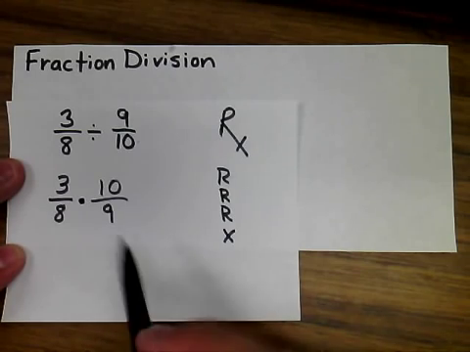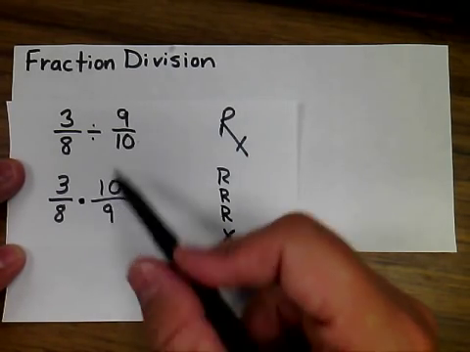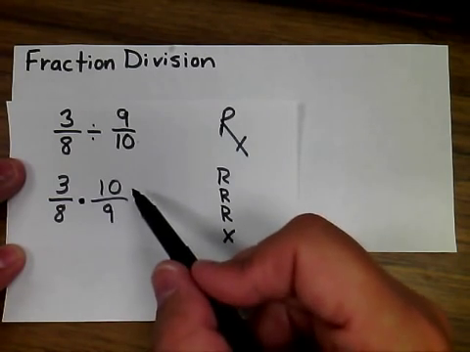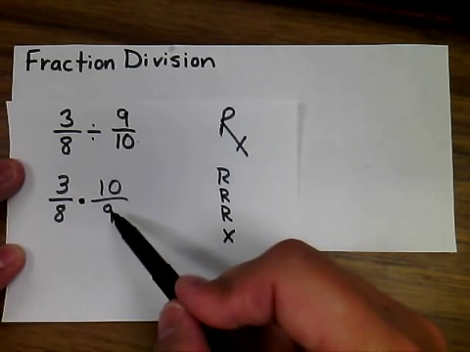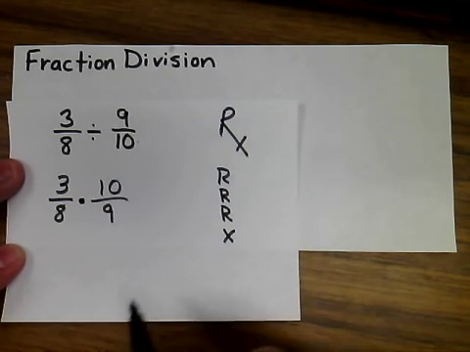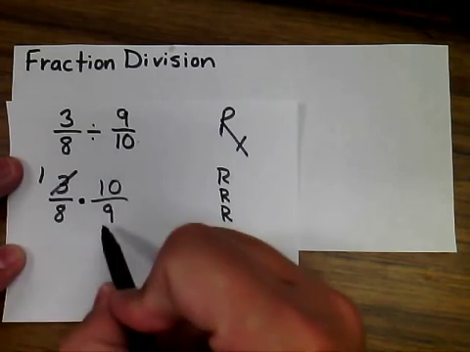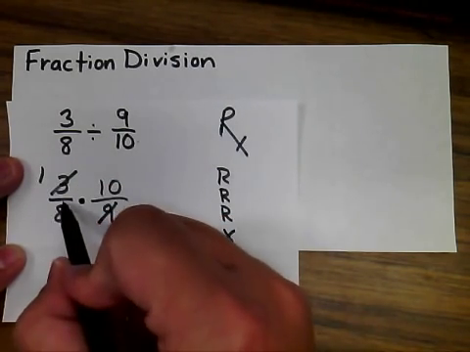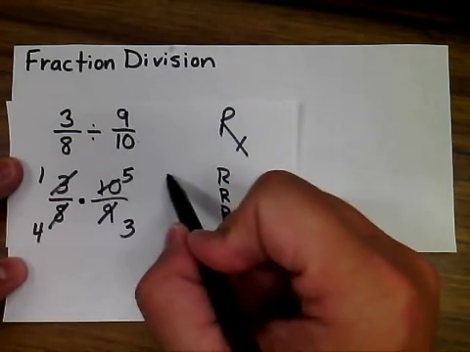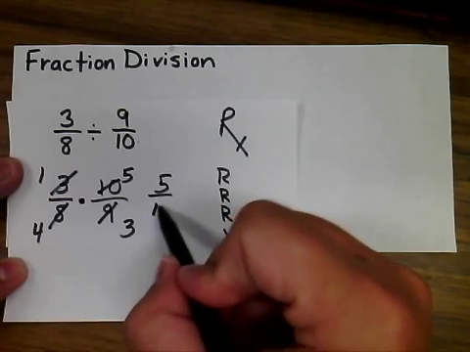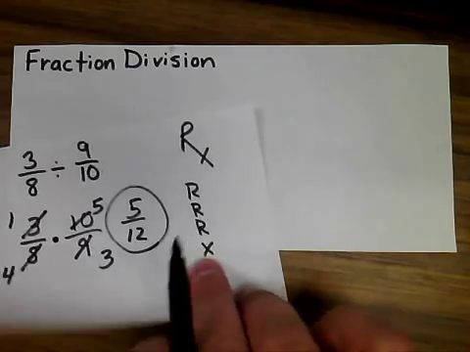Again, once you've converted to multiplication, you can do the cross-canceling or the simplifying on the diagonal or the simplification before multiplication. You cannot do that with division. So once you've converted it to multiplication, go ahead and you can do that process. So 3 divided by 3 is 1, 9 divided by 3 is 3, 8 divided by 2 is 4, 10 divided by 2 is 5, 1 times 5 is 5, 4 times 3 is 12. Your answer's in lowest terms. That's our first successful division problem.